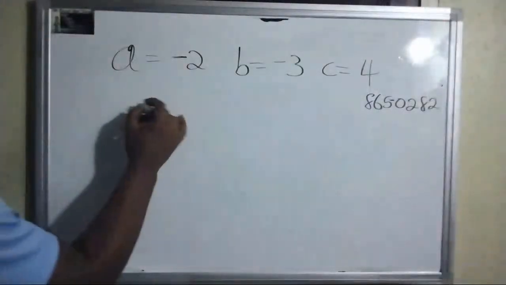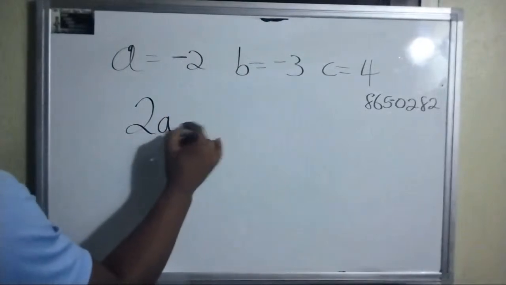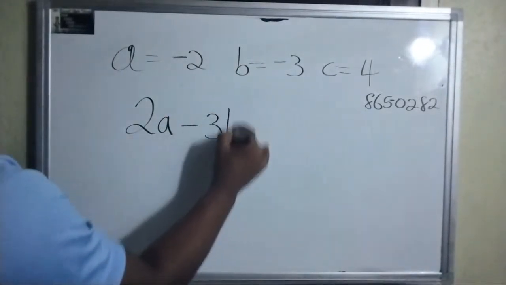Alright, so do that one here now. 2A minus 3B.